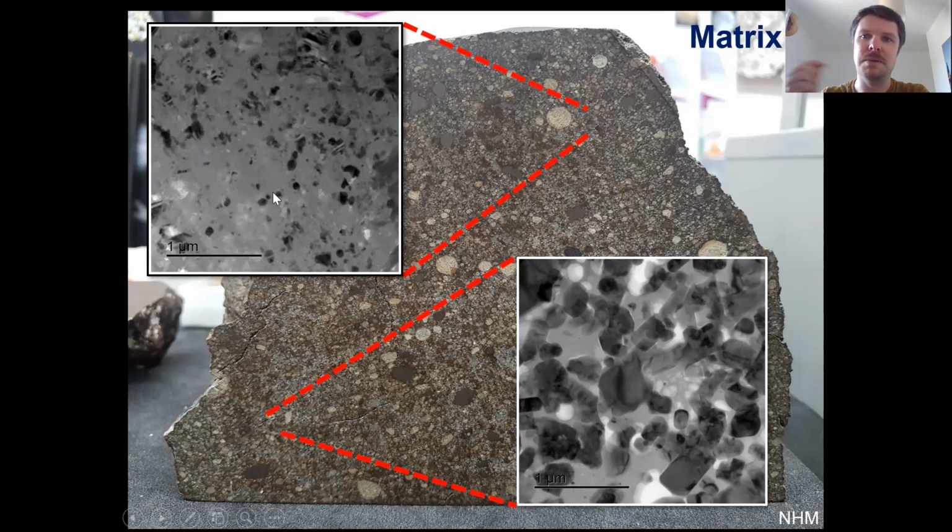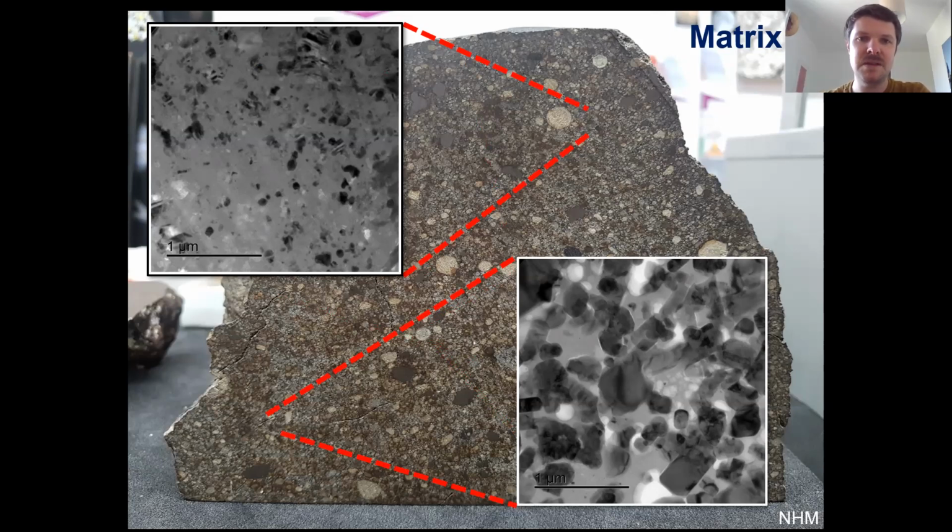So thin enough that we can pass electrons through these things, and we can actually do things like diffraction experiments to learn what the mineralogy is and look at the chemistry. And we find the matrix is often made up of silicate minerals, so things like olivine that I mentioned earlier, but we also find bits of metal, iron sulfide, oxides like magnetite. Sometimes we see carbonates that have precipitated out from fluids.